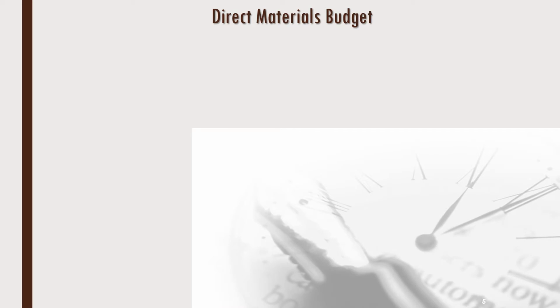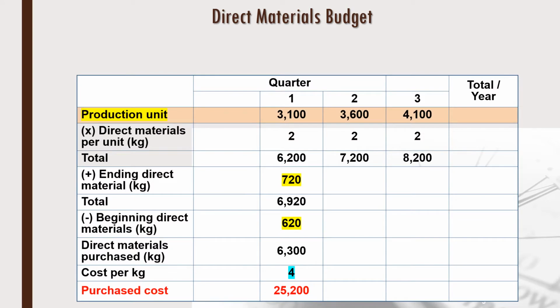To answer the question, you need to build a table and put a direct materials budget formula into it. First of all, write down the production units in the table. The production units come from the production budget that has been made before.